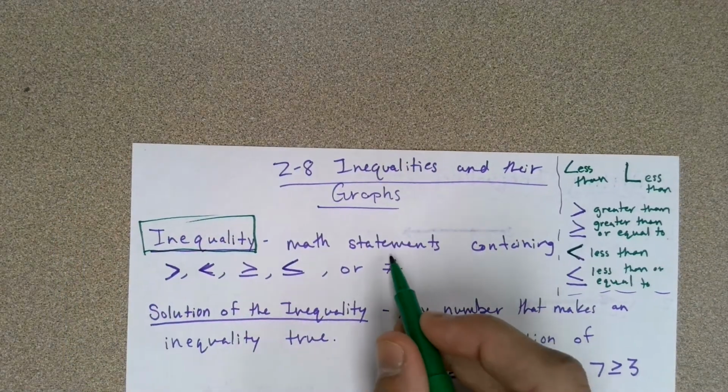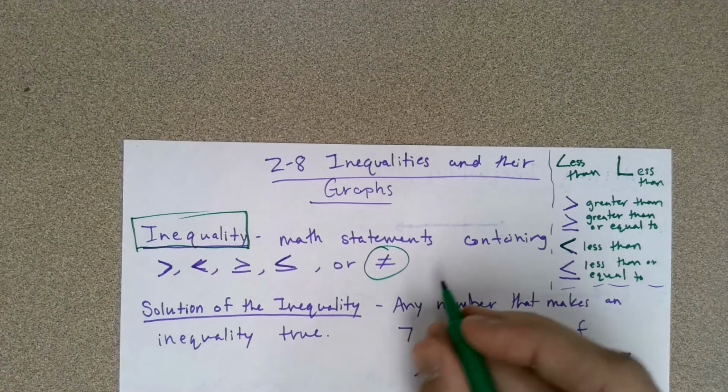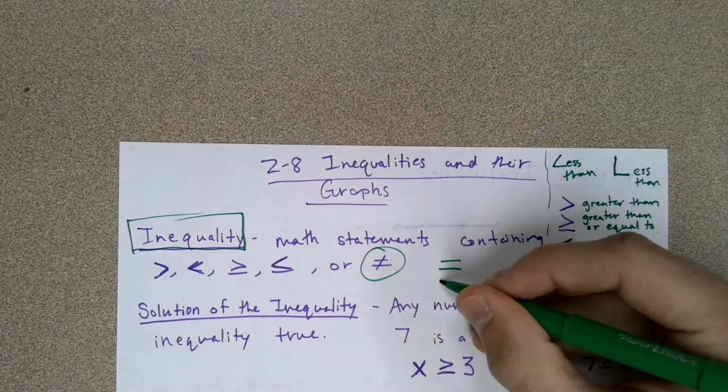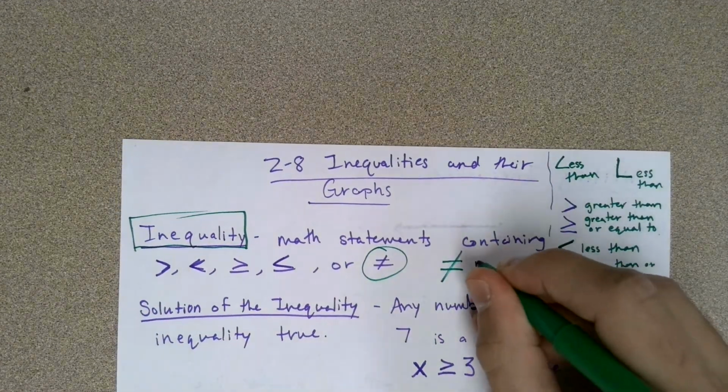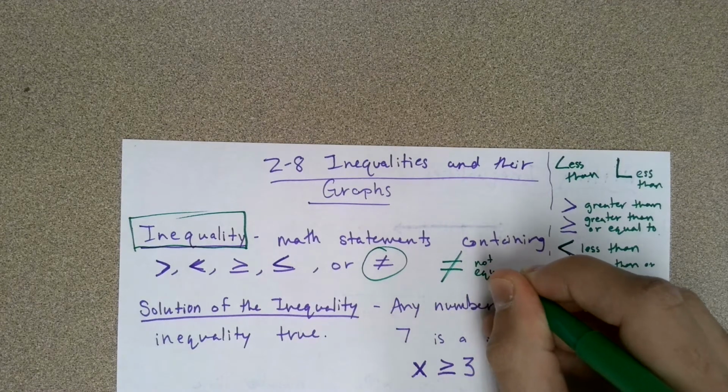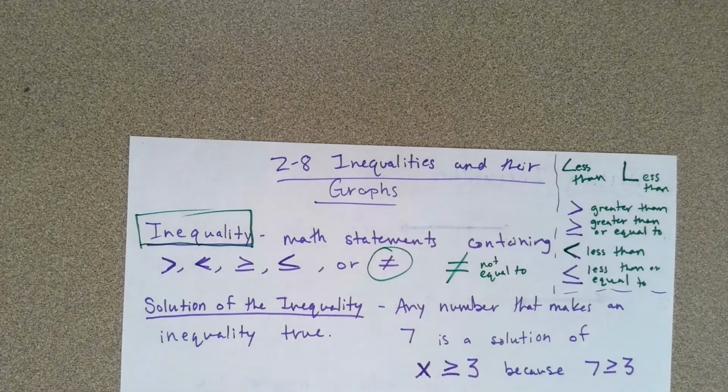Today we're not going to be actually doing any problems with this, but all that means is an equal sign, and then you put a little X through it, meaning not equal to. All right, we got greater than or equal to, less than or equal to. We're using our L's to remember which one is which. We're going to crush today's lesson.